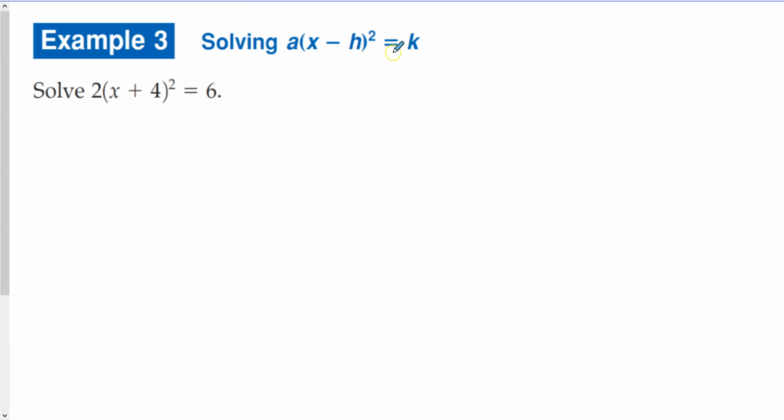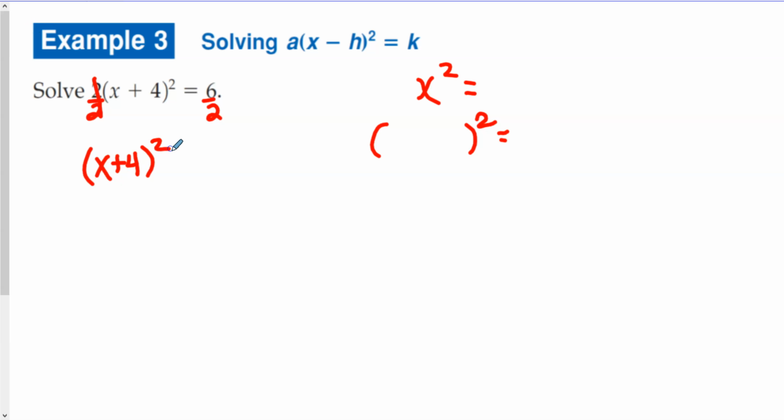Now, sometimes using the square roots involves a more complicated problem like this one. So to solve a problem like this, instead of getting the x squared term by itself, you're going to get the expression that's squared by itself. So in this problem, my first step is to divide by 2 on both sides. I'm doing that to get rid of this 2. That leaves me with x plus 4 squared. On the other side, 6 divided by 2 is 3.